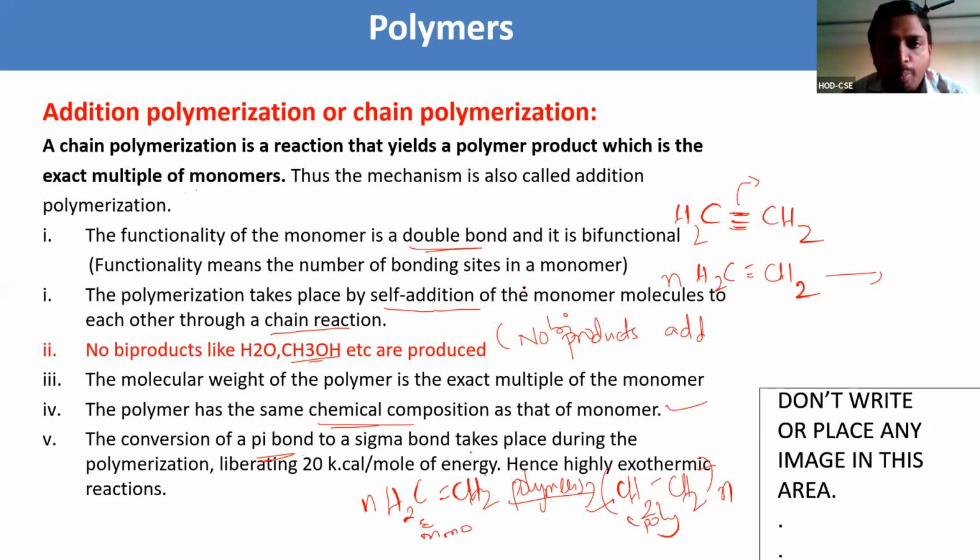These are the key points of addition polymerization. The functionality of the monomer is a double bond and it is bifunctional, and no byproducts are produced during this reaction. It takes place by the self addition of monomer molecules through a chain reaction, so it is called chain polymerization. It is a self addition. Here the molecular weight of the polymer is the same as that of the monomer, and the chemical composition is the same as that of the monomer. During the conversion of pi bond to sigma bond, it liberates 20 kilocalories per mole of energy, and it is a highly exothermic reaction.